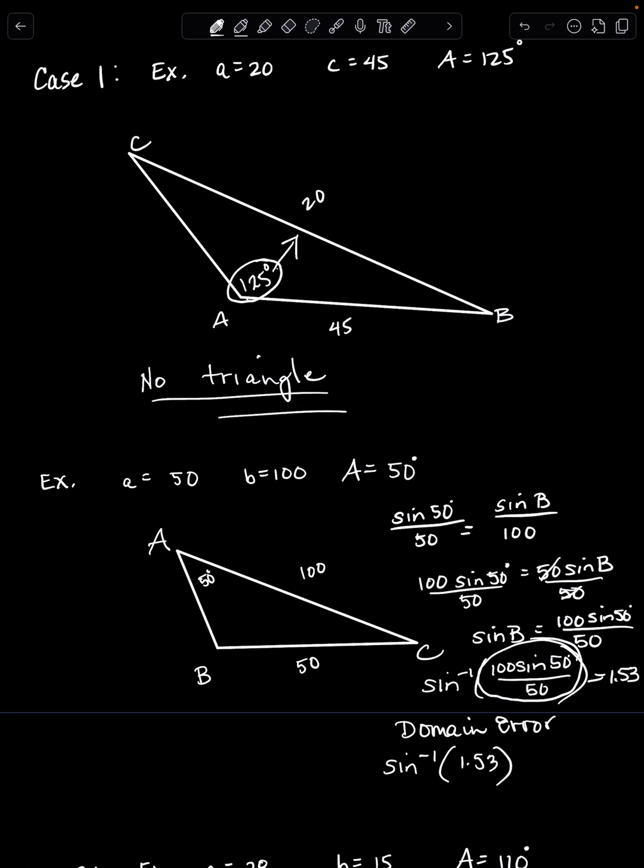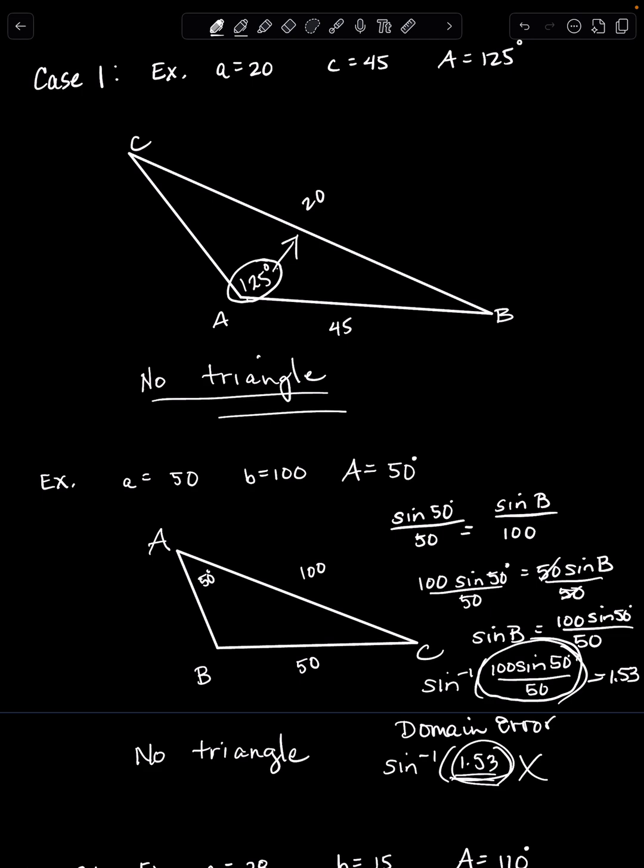Well, you may or may not remember when we talked about inverse functions and I was talking about the domain and the range. The range, the output for our sine and cosine functions, has to be between -1 and 1. Well, this is bigger than 1, so this is not possible. All right, so there's no triangle in this one either.